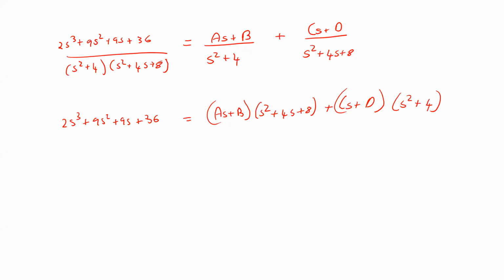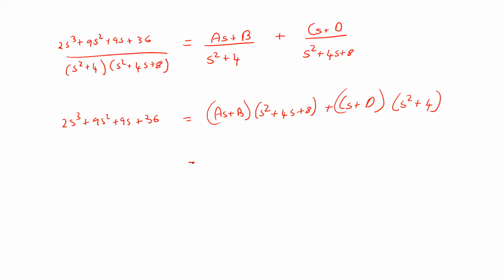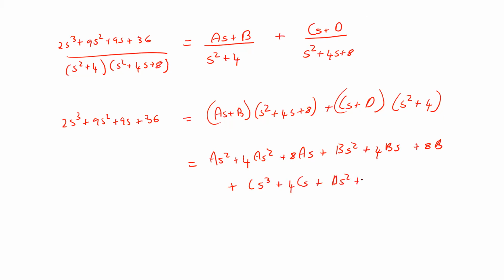When I multiply this out, what I get is A s square plus 4As square plus 8As plus B s square plus 4Bs plus 8B plus Cs cube plus 4Cs plus D s square plus 4D.